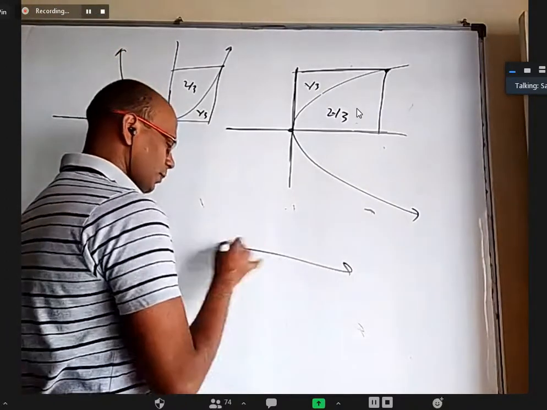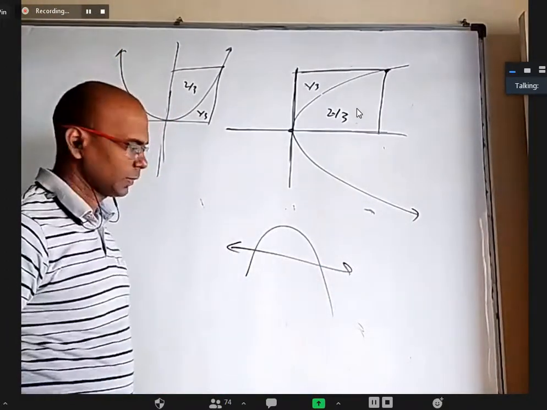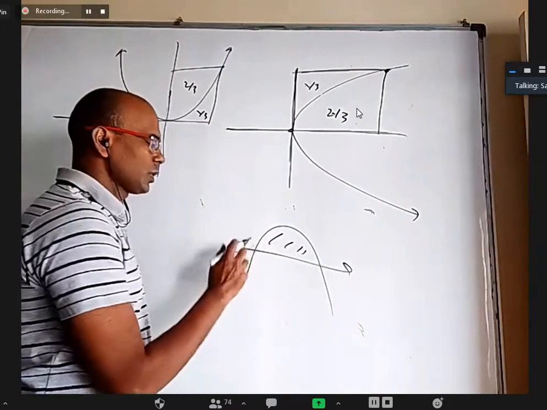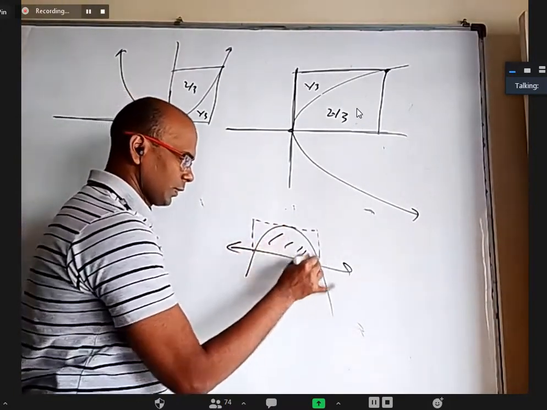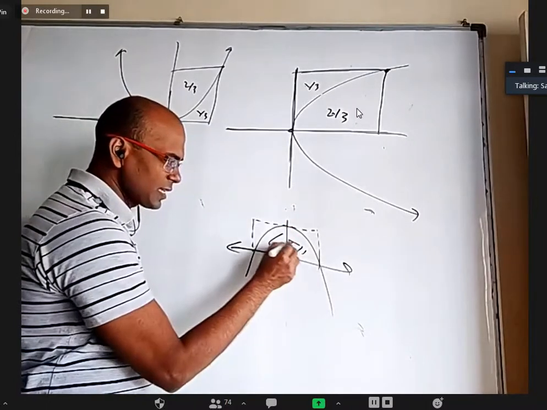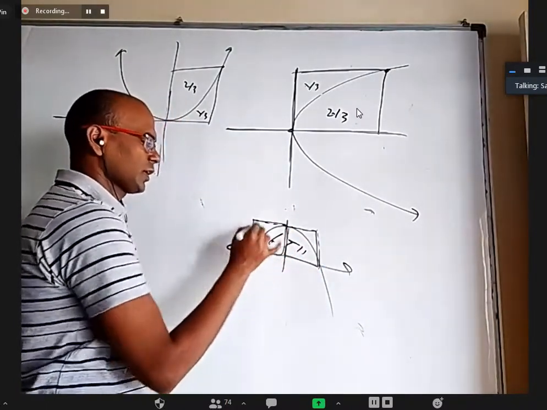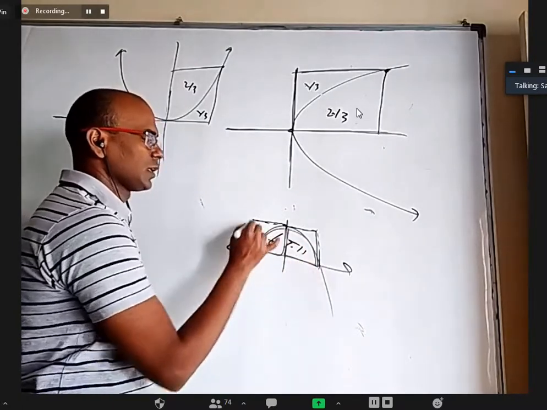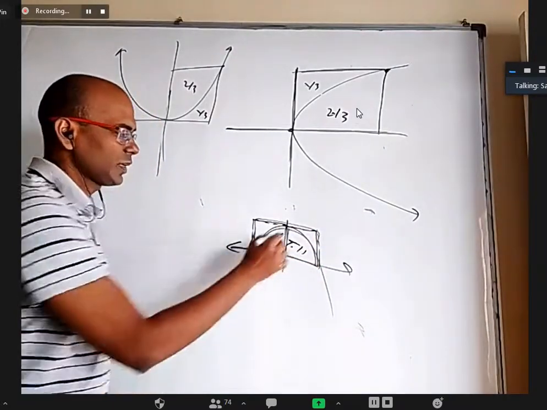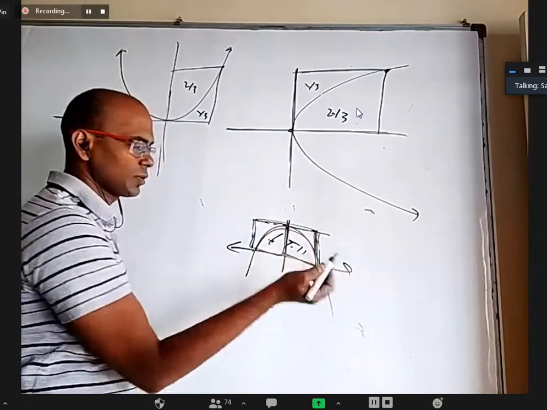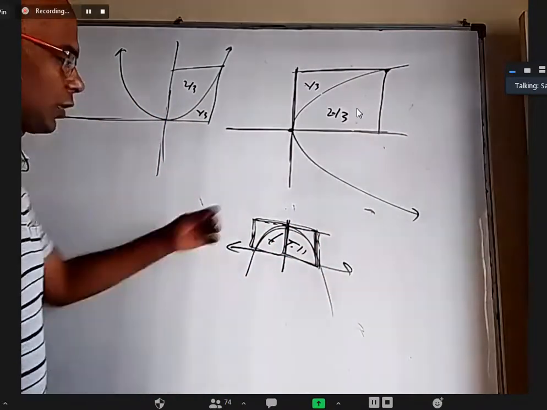If I have a parabola like this, if I want this area, it will be 2/3 of this rectangle. Why? Actually, this area is 2/3 of this small rectangle, and this area is 2/3 of this small rectangle. So this plus this total area is 2/3 of this rectangle. Because if you take this rectangle, you can see this is a tangent at the vertex, this is the axis, and these are parallel to that. Okay.